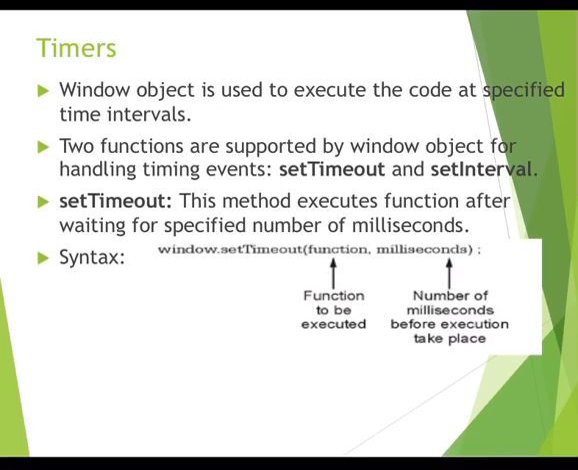Next we will discuss timers. Timers are basically used to set the time or the time interval. The window object is used to execute the code at specified time intervals. There are two functions supported by the window object for handling time events. First is setTimeout and second is setInterval.